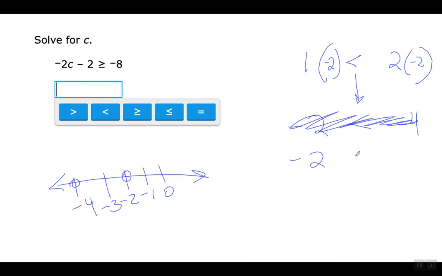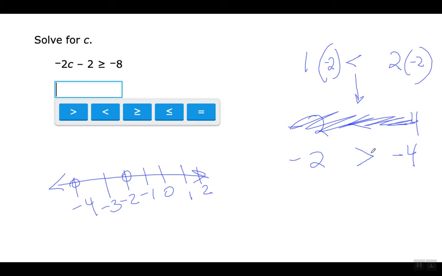The correct relationship is that negative 2 is greater than negative 4. If the number is to the right, it's bigger than the numbers on the left. Just like the more you go to the right, these numbers are bigger than the numbers on the left. So when you have inequalities, if you multiply or divide both sides by a negative number, the relationship between the numbers changes and you have to flip the sign.